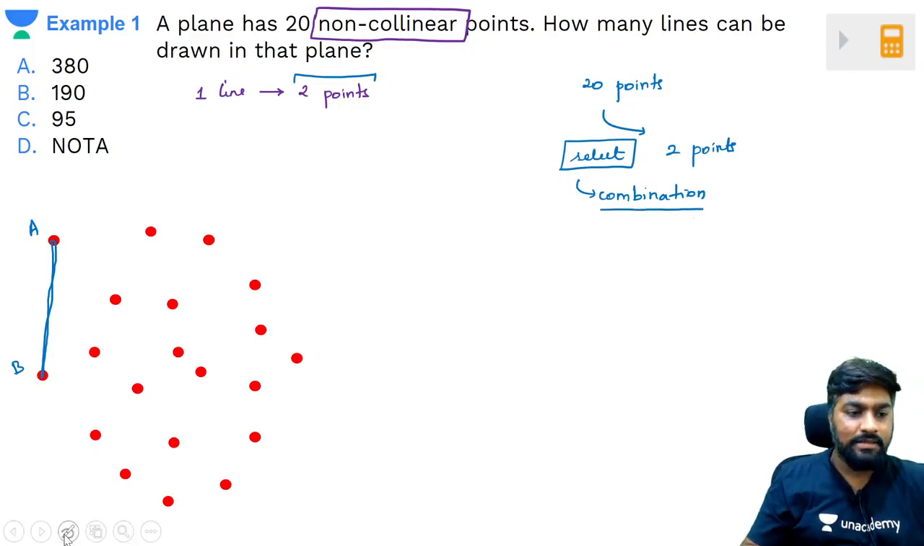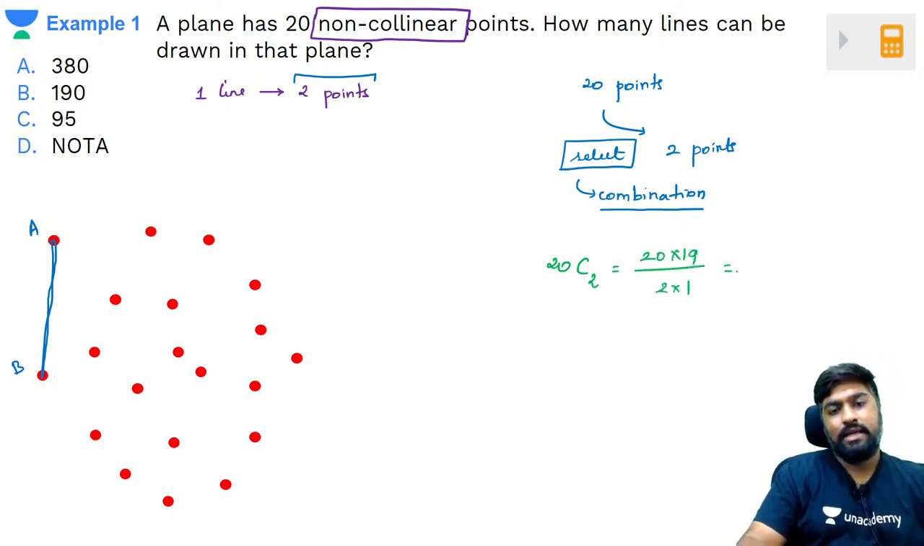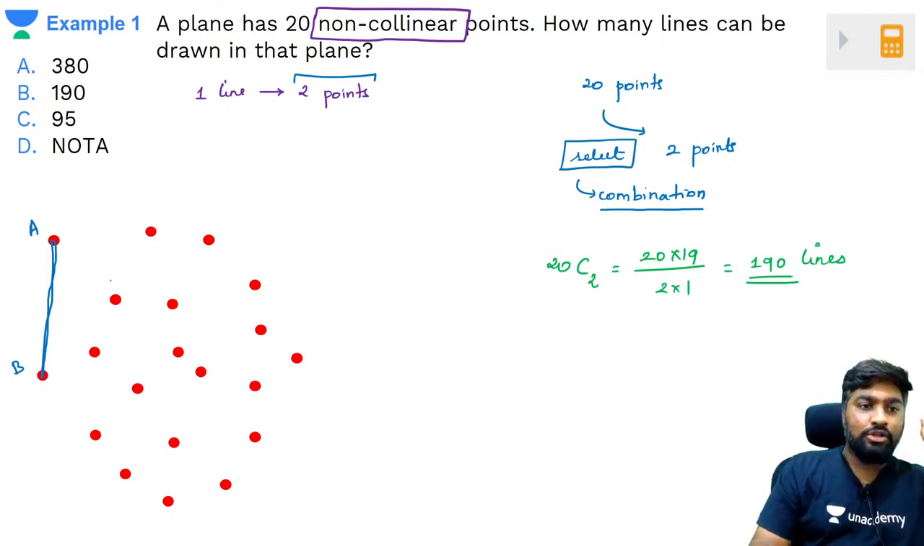So our answer is basically going to be what? From a group of 20 points, I need to select 2, which is 20C2. That's going to be 20 times 19 by 2 factorial. That is how much? 190. So there are 190 lines that I can form using 20 non-collinear points.